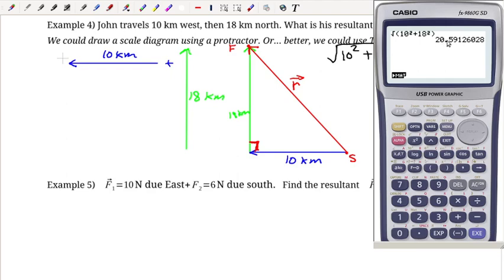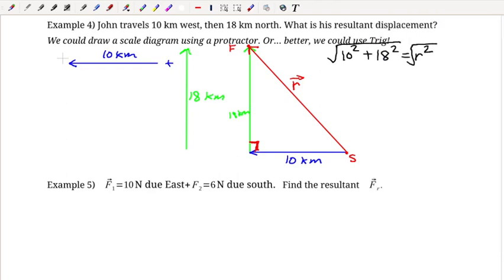So to 2 sig figs, this would be 21. And to 3 sig figs, this would be 20.6. So either of those is fine, either 21 or 20.6. I'm going to keep 3 just to be on the safe side. So 20.6 is my R, kilometers. I'm not going to put the arrow over the top yet because I don't know the direction. So this is just the magnitude of my R. I eventually need magnitude and direction.